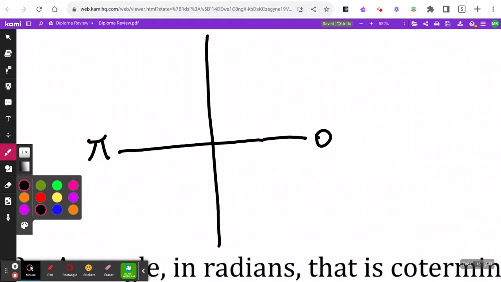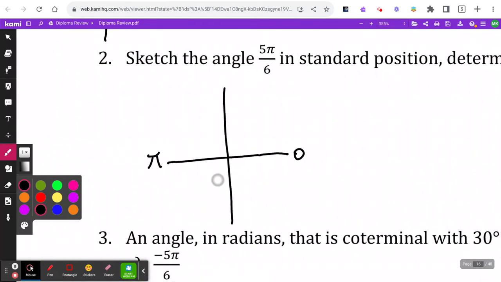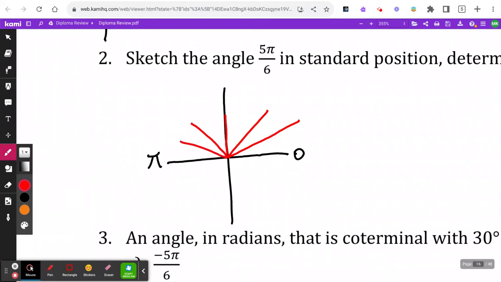So from this spot to this spot is 1 pi. If I want to do 5 pi over 6, that means they took pi and they split it into 6 pieces. So 1, 2, 3, 4, 5, and then the 6th one will be over there. But you see how there's 6 segments? 1, 2, 3, 4, 5, 6 segments to get to a full pi.